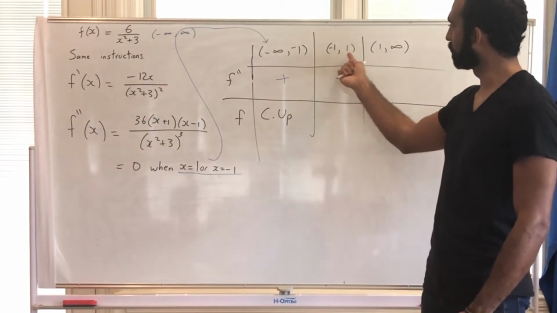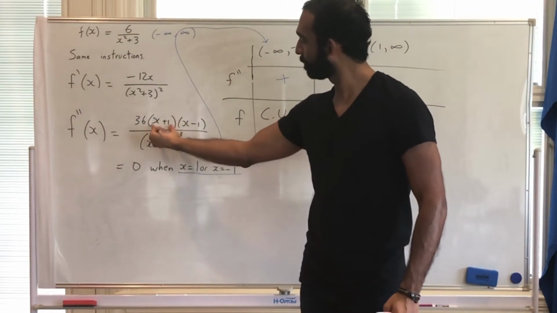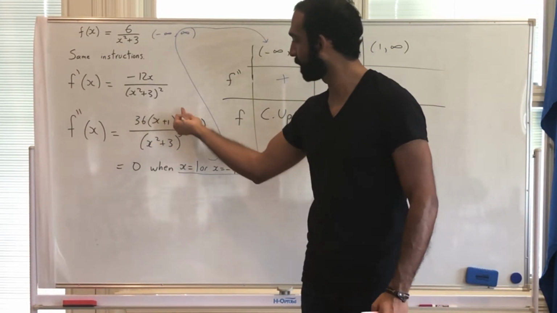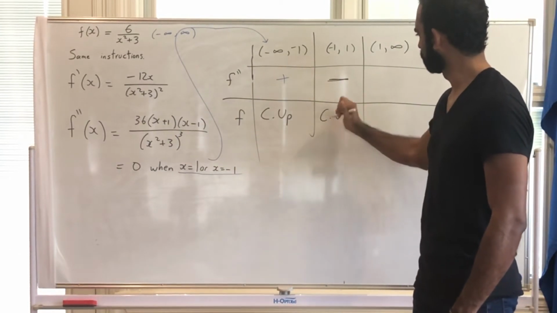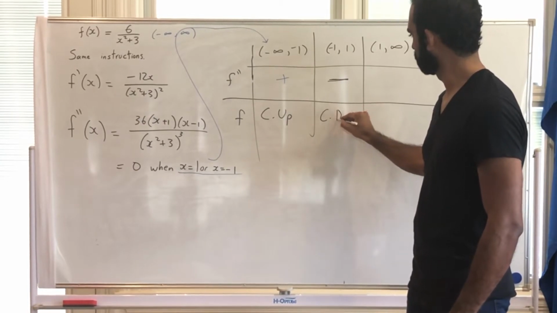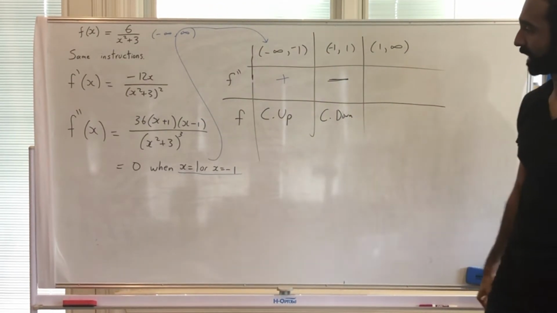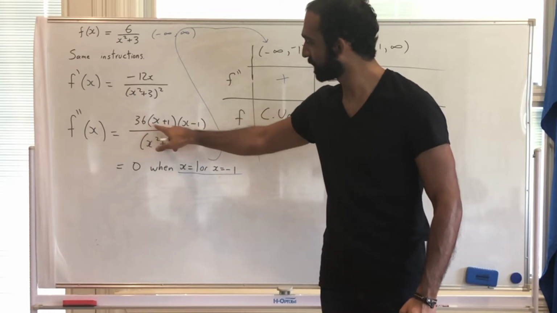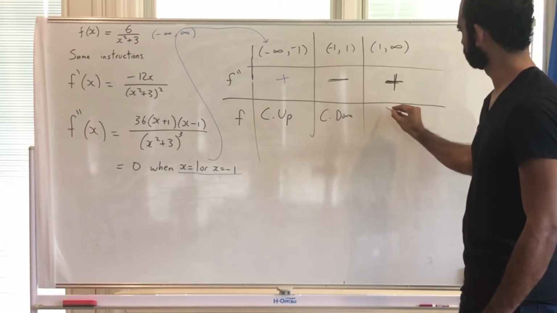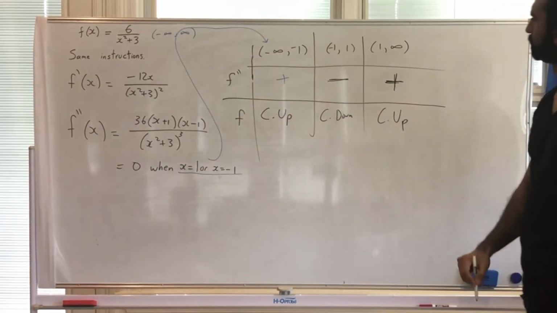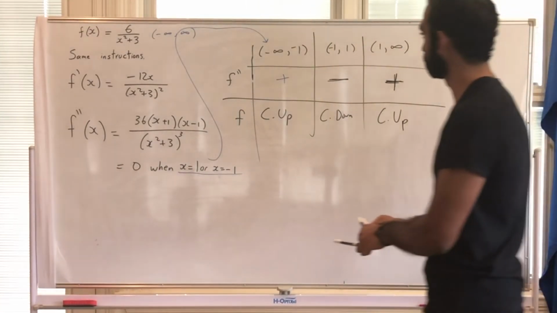Likewise here, what's a nice number between negative 1 and positive 1? 0. You stick 0 in here, you get a positive and a negative. Positive times a negative gives me a negative, which of course means that's concave down on that piece. And on the final piece, stick a really big number in there, you're going to get a positive. 36 times a positive divided by a positive is positive. So concave up, and with that we are done with finding intervals of concavity.